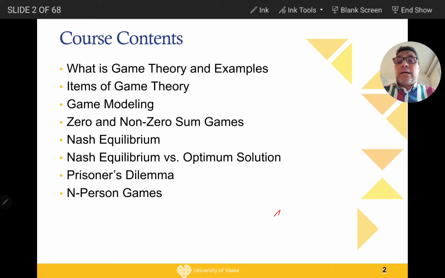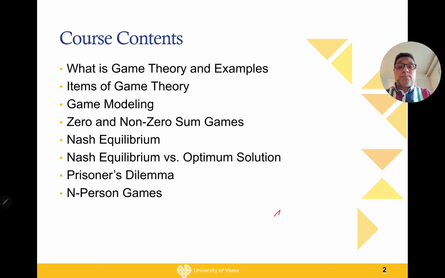In this lecture, we will see what game theory is, examples and elements of game theory, and game modeling, zero-sum and non-zero-sum games, and Nash equilibrium compared with the optimum solution. Then we take examples like the prisoner's dilemma and n-person games.